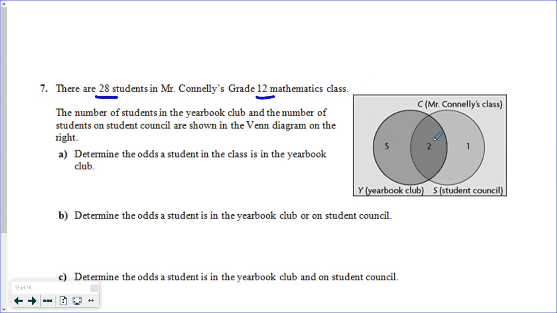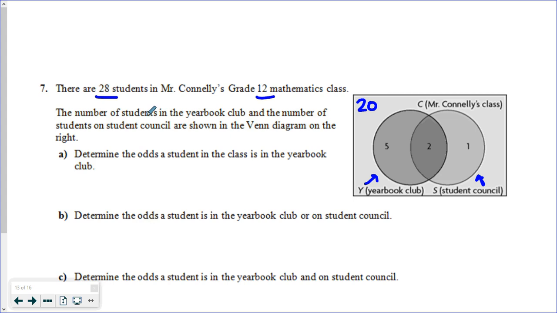So what we have represented here, we've represented 8 people that are in the yearbook club, student council, and these ones again are both yearbook club and student council. So since we've only represented 8 people, we know that there are 20 people that are not in the yearbook or the student council club. So maybe they're on sports teams or do nothing like me.